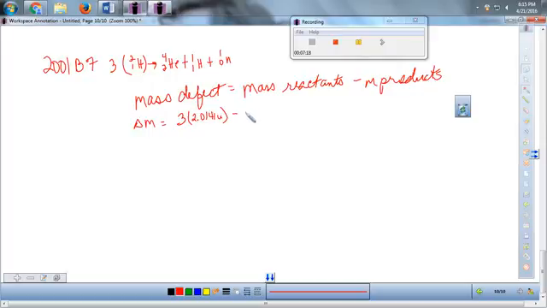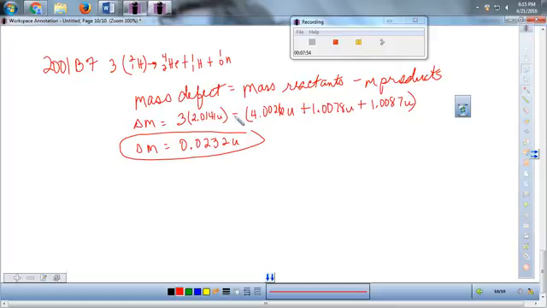And then I had an alpha particle, which was 4.0026 U's. I got that from the problem, and then I got 1.0078 U's, and then I got 1.0087. So the difference between those, when I did that math, came out to be 0.0232 U's. So there's A. Alright, we got that one handled.